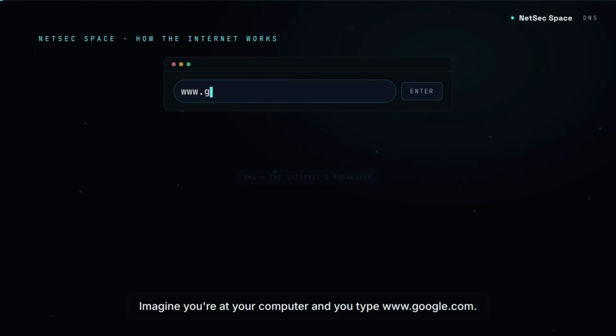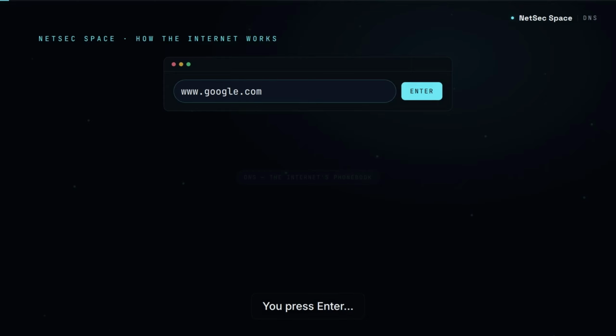Imagine you're sitting at your computer and type google.com. You press enter. And within a second, Google's homepage appears. But here's something most people never think about. How did your computer know where Google is?